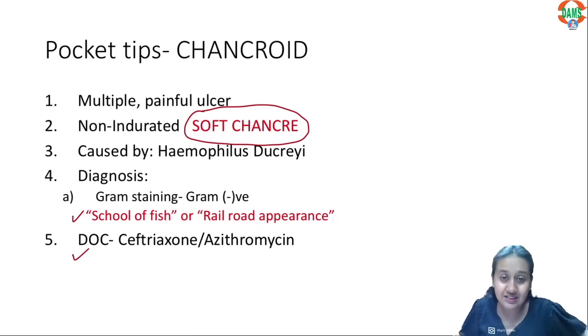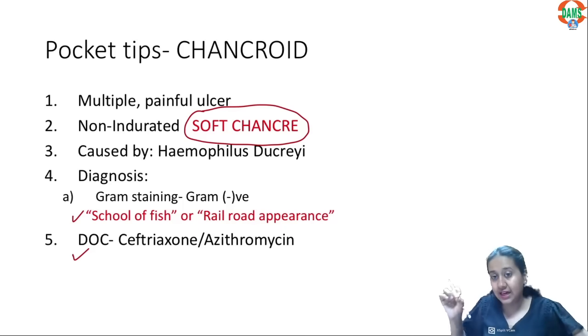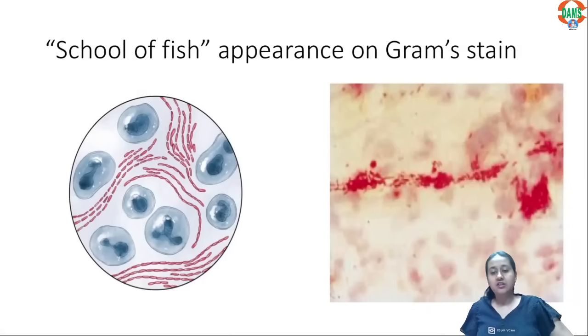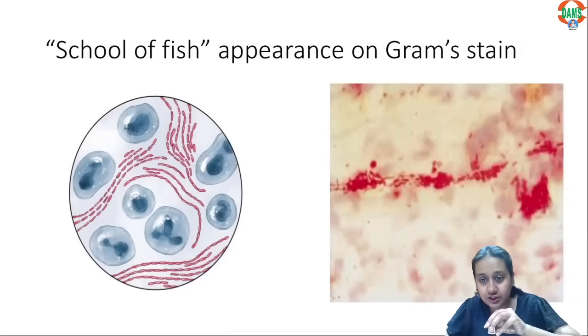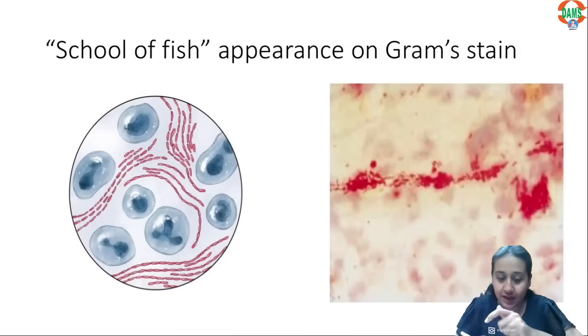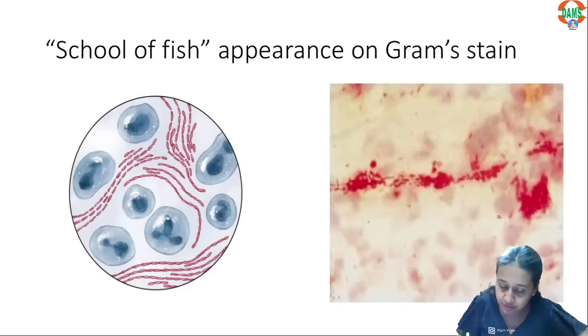The drug of choice here is ceftriaxone and azithromycin. This is the very classical school of fish appearance. You can see the grouping of these cells. You can also see that they are arranged in linear colonies like railroad track. So this is your question number 2.